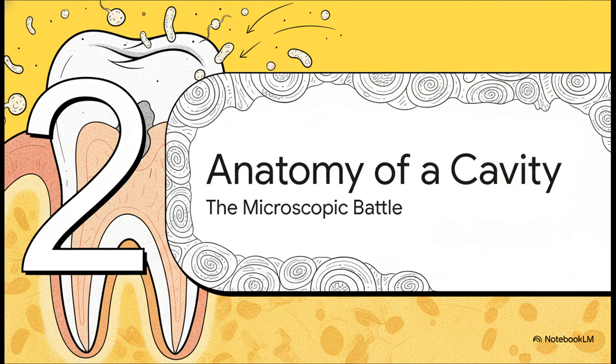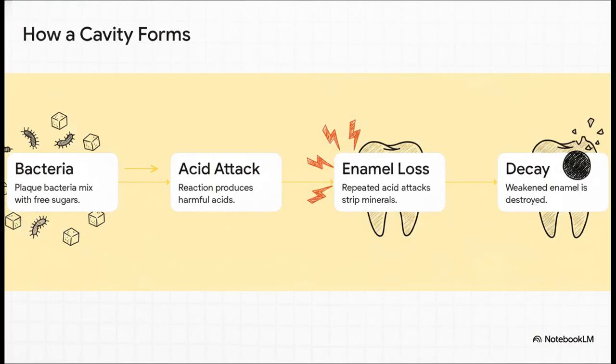Section 2, anatomy of a cavity, the microscopic battle. Okay, let's dive into the biology here. It really all comes down to a super simple chain reaction. Bugs plus sugar equals acid, and acid equals decay. The National Institute of Dental and Craniofacial Research actually outlines this perfectly. See, we all have bacteria in our mouths. That's totally normal. But when these bacteria mix with the sugars and starches from our food, they react and create an acid. This acid then launches repeated little attacks on our teeth, slowly stripping away crucial minerals from our tooth enamel. Over time, the enamel gets weaker and weaker, eventually breaking down and creating a permanent hole. And boom, you've got a cavity.